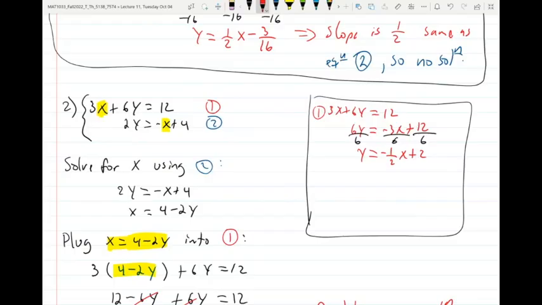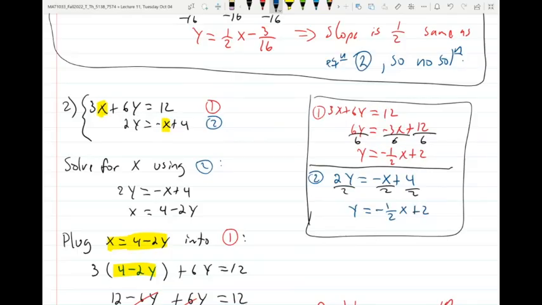Do you understand this? Yes or no? Yes? Okay. Now let's solve equation number 2. Let's put it in slope intercept form. This one is easier. So we have 2y equals negative x plus 4, dividing by 2. What do we get? What is this? Who can tell me? I'm asking you a very simple question. Negative 1/2 x plus 2.